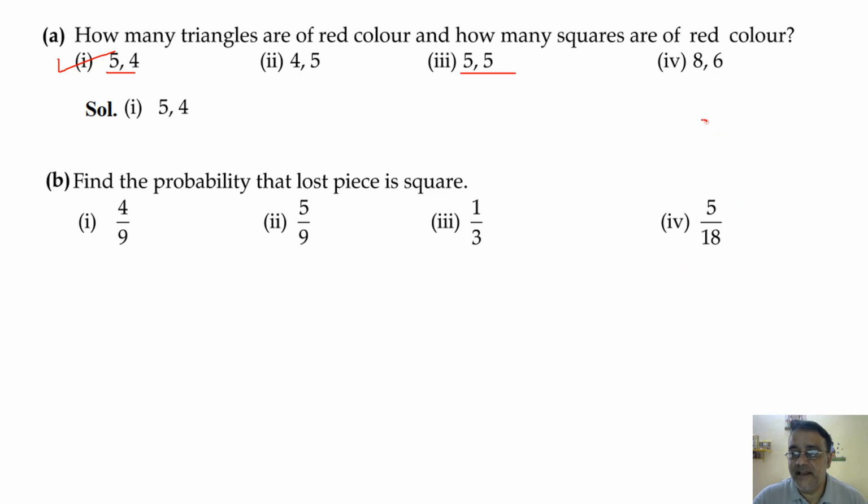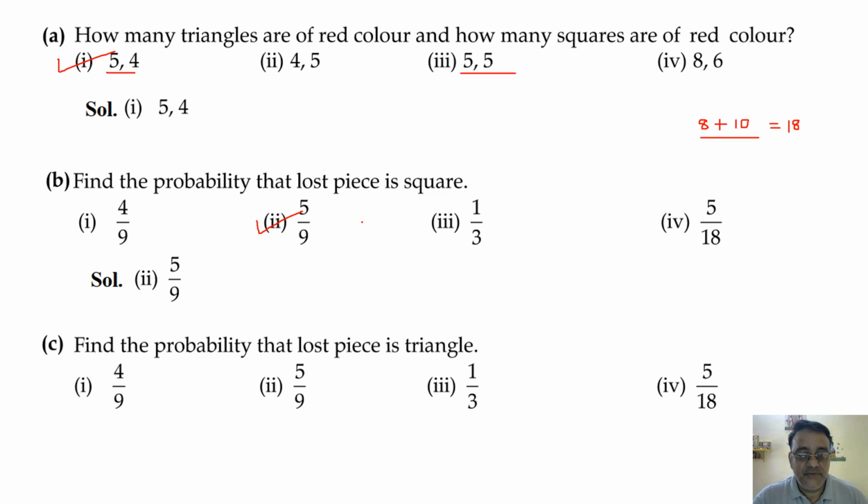Now the next question, find the probability that the lost piece is a square. So there are 8 triangles here, okay, and 10 squares here. So total 18, 18 pieces are there. And out of these 18 pieces, how many squares are there? 10. So the required probability is 10 by 18. Clear? Yes, sir. That is 5 by 9. And the correct option is the second one.